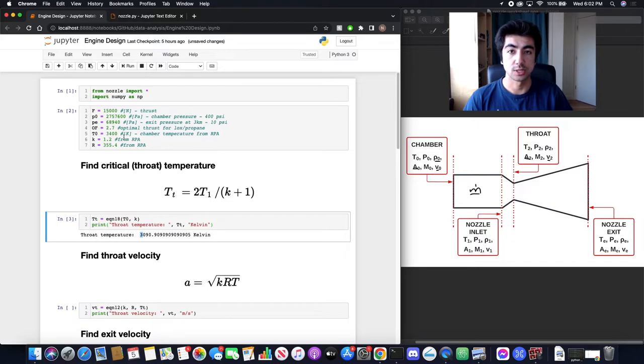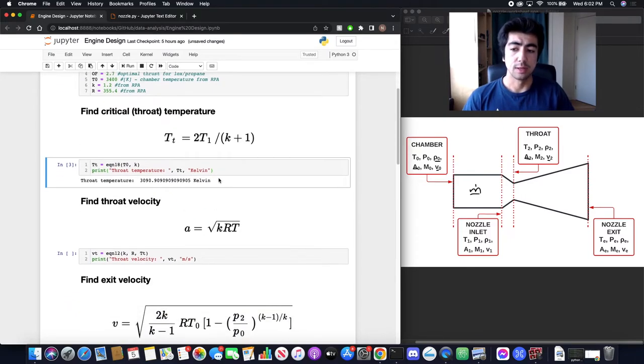We started at 3400 Kelvin in the chamber. Remember, as the gases speed up, they're losing temperature. We're exchanging heat energy for kinetic energy. So this loss from 3400 to 3000 at the throat makes sense, and it's going to continue to decrease as it goes down the nozzle.